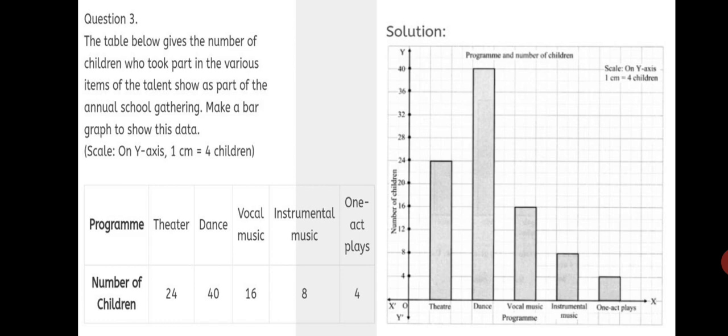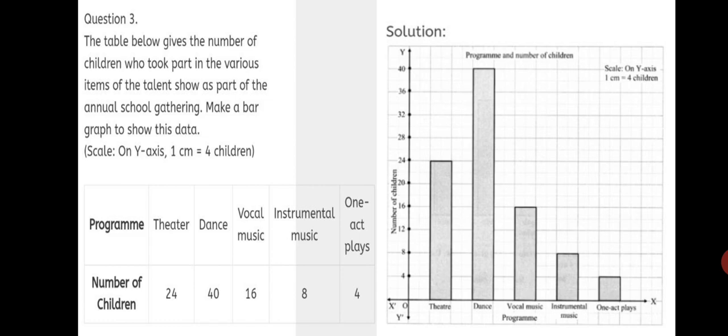Fourth step complete. Now the fifth step is we will write the scale on the right hand side corner. Scale on y-axis: 1 centimeter is equal to 4 children. This fifth step is complete. Now the sixth and the last step is to draw the graph.